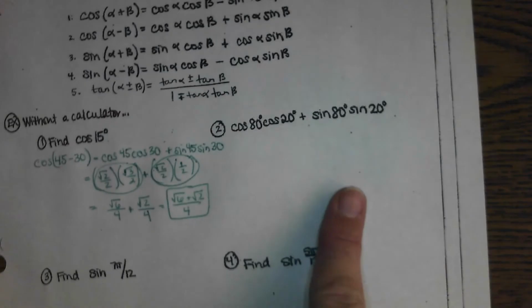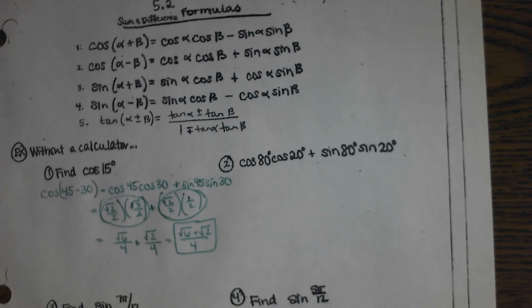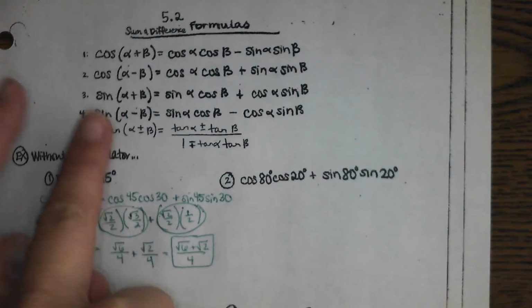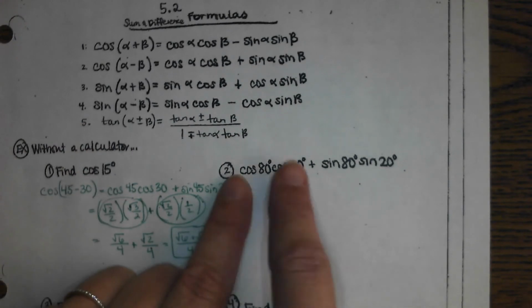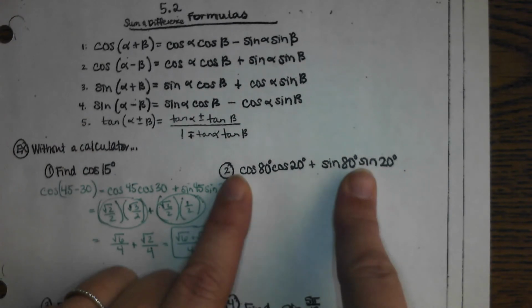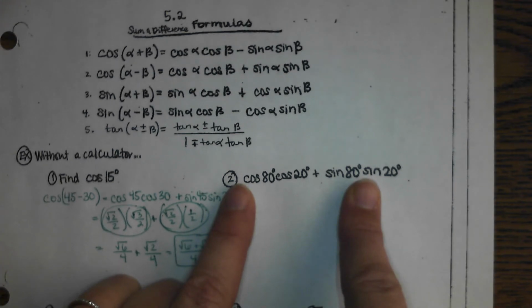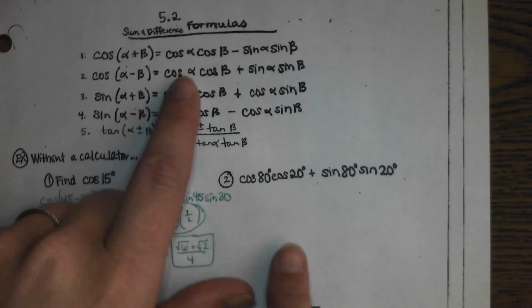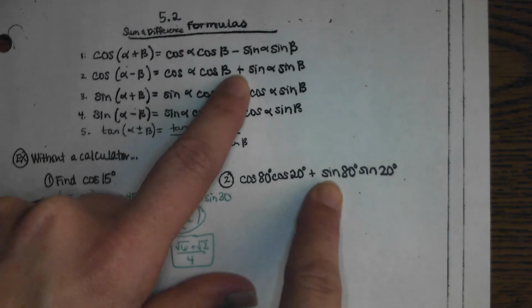Okay, the second one, it isn't asking you for the sine of an angle or the cosine of an angle, right? It's actually giving you this side of these formulas and asking you to trace it backwards. So which one is cosine cosine plus sine sine? Cosine sum, cosine difference, sine sum, sine difference, or the tan sum or difference? It's the second one, cosine cosine plus sine sine.